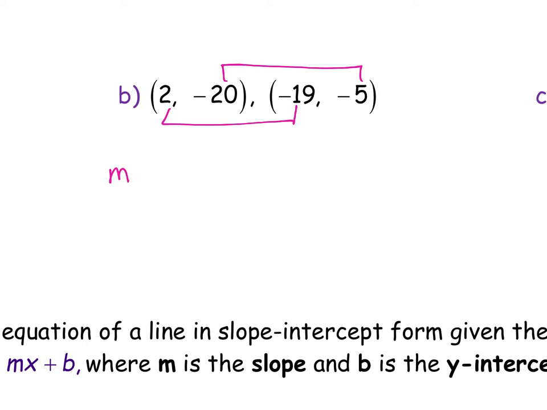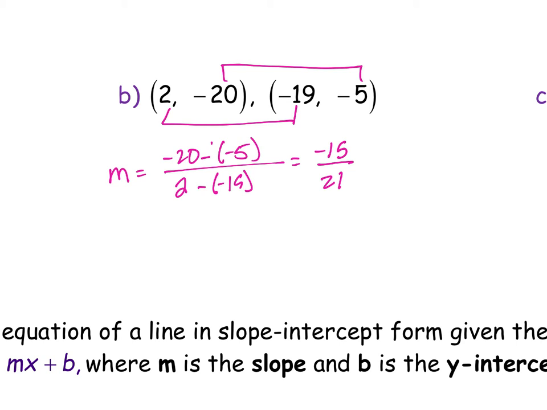Let's see what I get. M equals, I think I did negative 20, subtract a negative 5, over 2, subtract a negative 19, which gives me, what's negative 20 minus a negative 5? Negative 15, beautiful. And what's 2 minus a negative 19? 21. Is that my slope? Yes, but you can simplify. So what does it simplify to? Negative 5 over 7. Anyone not know how we got 5 over 7? Right, I divided by 3 since they're both divisible by 3, great.